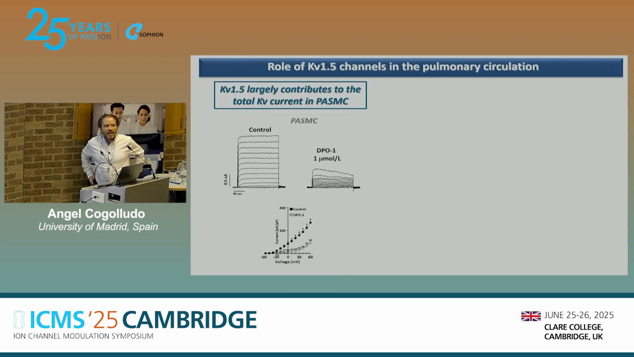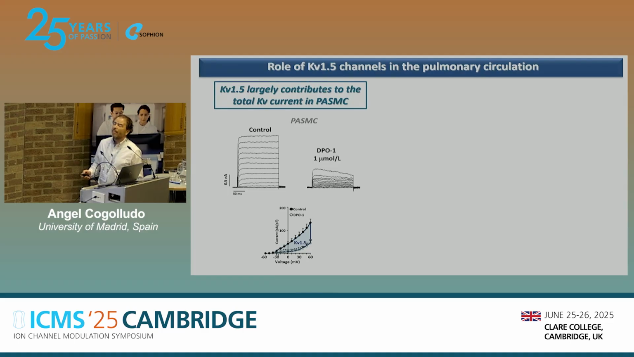So, why Kv1.5 channels in particular? Well, here you can see an original recording of the Kv channel current activity in rat pulmonary artery smooth muscle cells. And when we apply this compound, which is a Kv1.5 channel inhibitor, DPO, you see that the current is markedly blunted, okay? So this strongly suggests that Kv1.5 channels are the main contributors to the total Kv current present in the pulmonary artery smooth muscle cells.